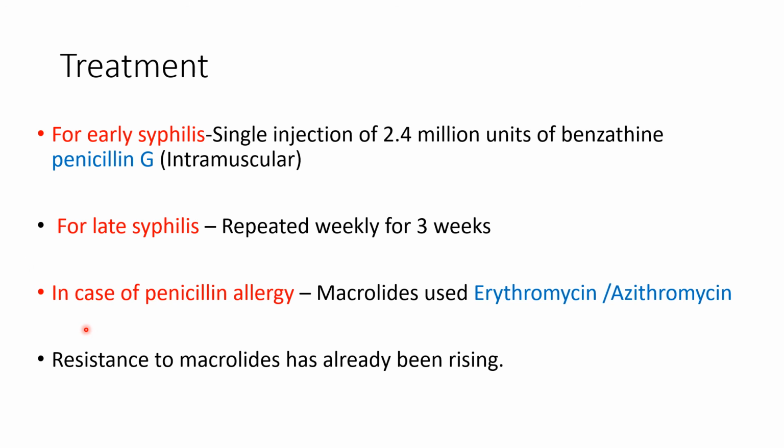Sometimes some patients will be allergic to penicillin, so you cannot give them penicillin, that is, you cannot give the intramuscular injection. So in such cases they use other antibiotics, macrolide antibiotics. Two very common macrolide antibiotics that are used are erythromycin and azithromycin. You can give either one of them. In the place of penicillin, you can either give erythromycin or azithromycin.